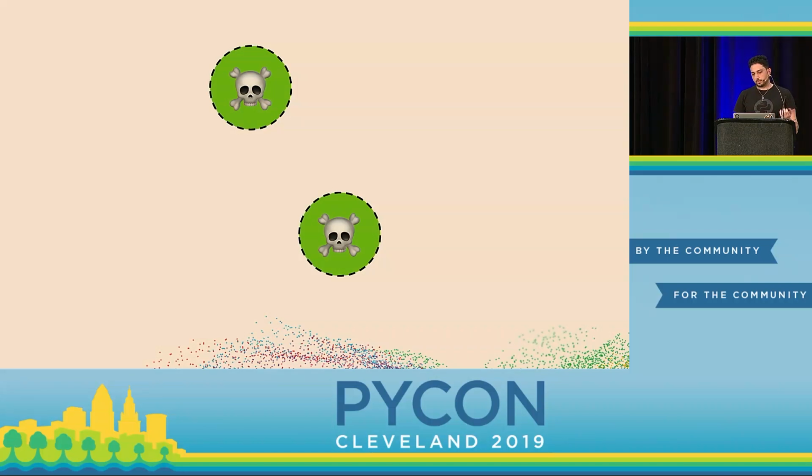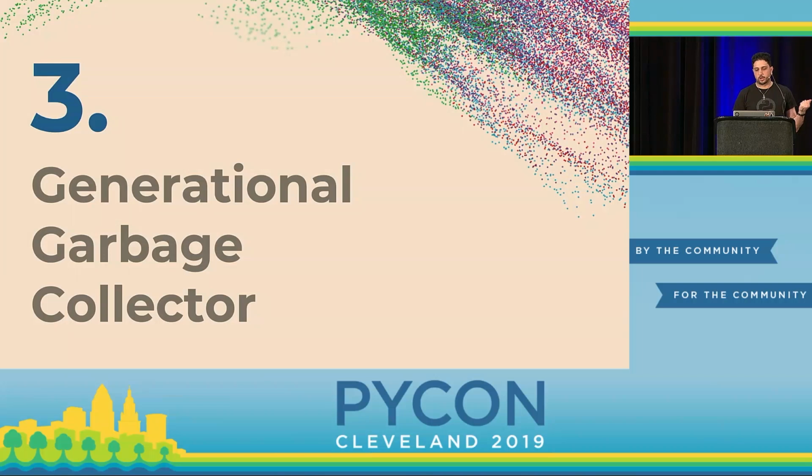But there is more. The interesting part now is to talk about some optimizations on top of that, because if you think about this, basically this algorithm runs over all the objects that are tracked by the collector, which is like the majority of them. So there are some optimizations that we have on top. One of these is the generations.